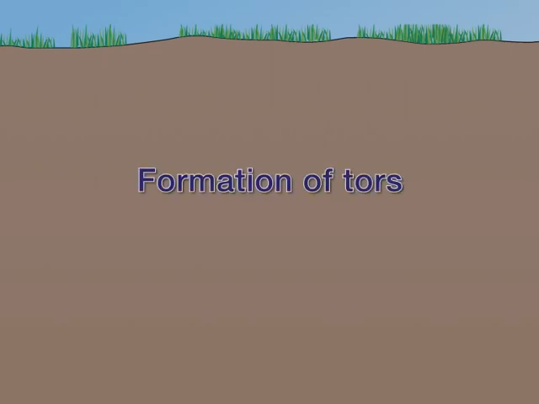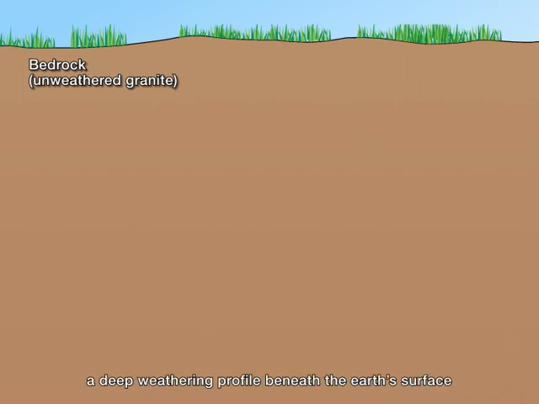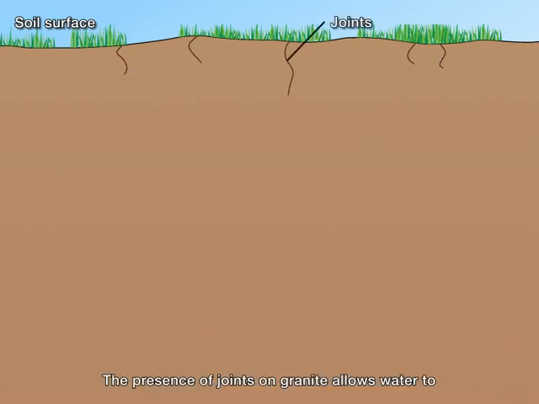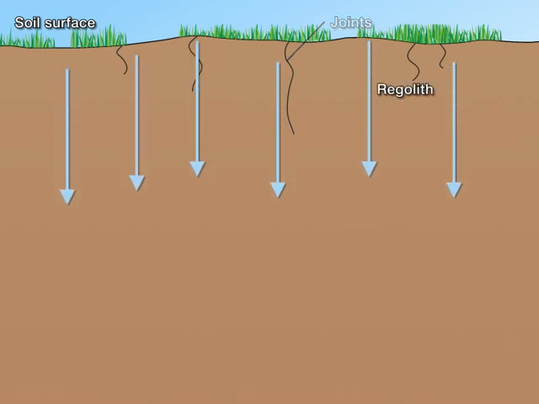Formation of tors. Over areas of granite, fast chemical weathering creates a deep weathering profile beneath the Earth's surface. The presence of joints on granite allows water to penetrate deep below the surface and produce regolith.